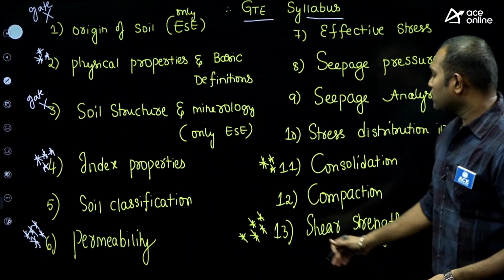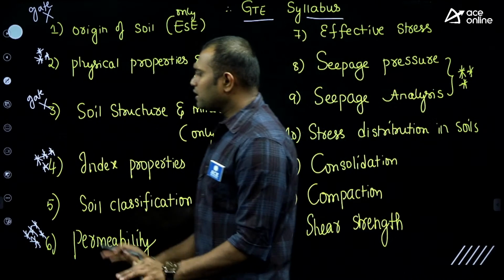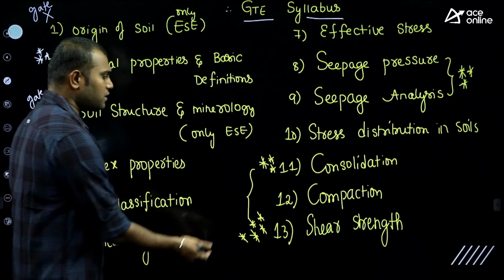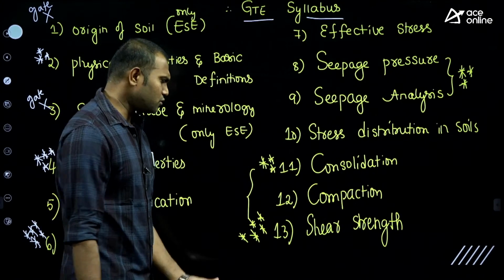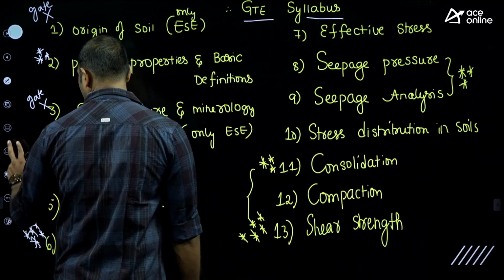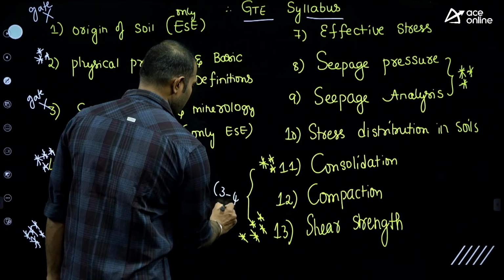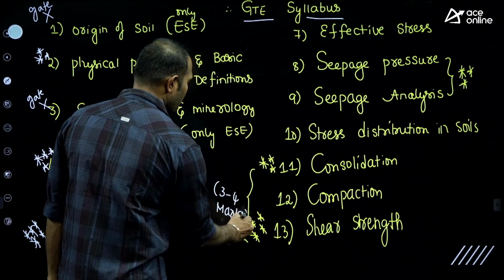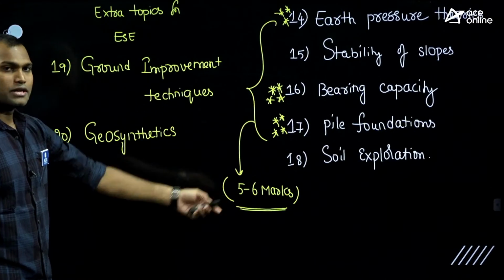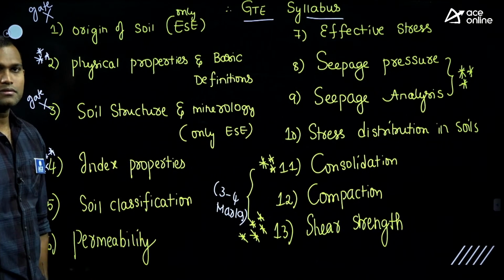And if you see, these are two topics, compaction and consolidation. From compaction, minimum, you will be getting 2 to 3 marks. From consolidation, not 2 to 3 marks, you will be getting 3 to 4 marks. You can observe this is from here, 3 to 4 marks. There itself, we have covered 8 to 10 marks. 8 to 10 marks has been covered from these two chapters.